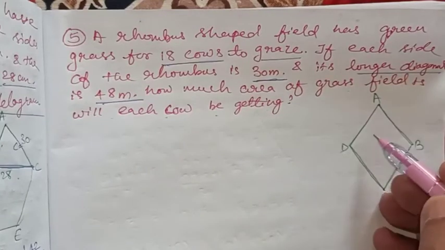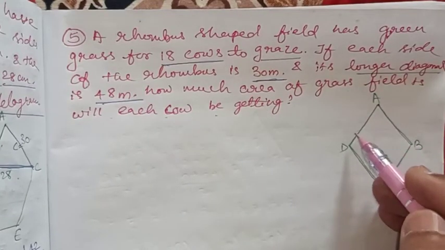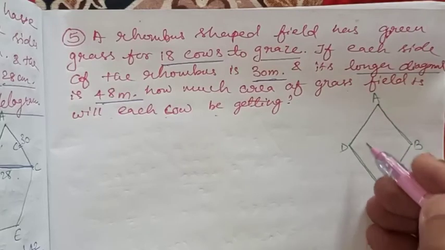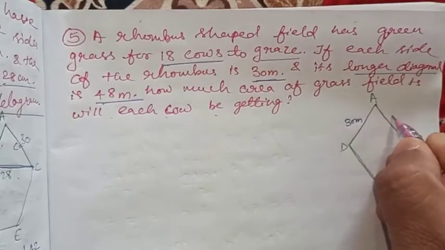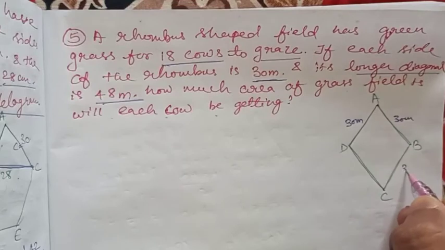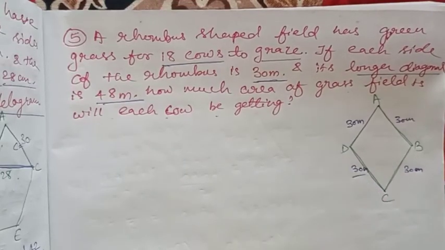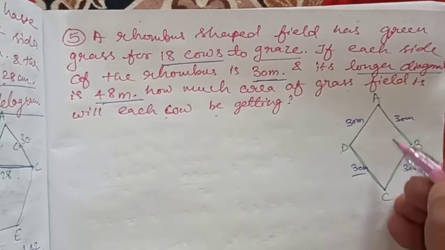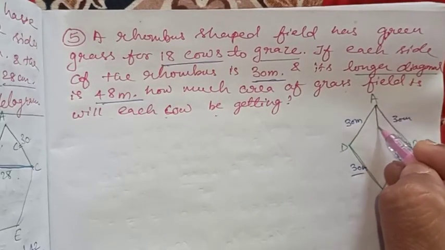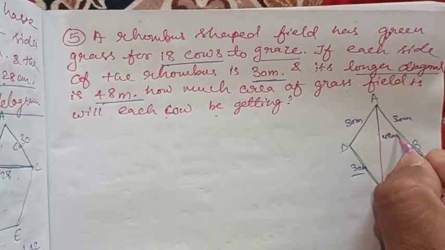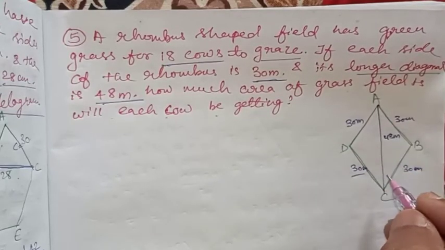Okay, so I have just drawn a diagram of a rhombus. So this is the rhombus shaped field and the side of the rhombus is 30 meter. As we know, all the sides are equal for a rhombus, so all the sides will be 30 meter. Now the longer diagonal, AC, is 48 meter. This total diagonal is 48 meter.